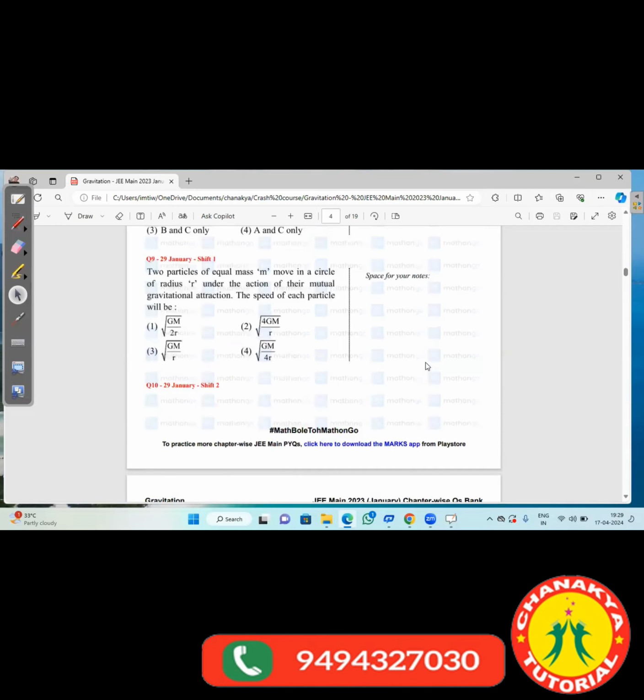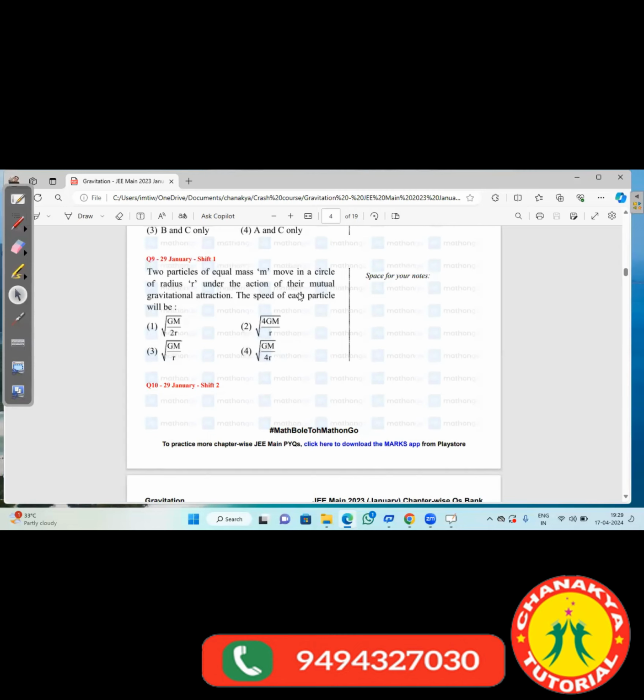Two particles of equal mass m move in a circle of radius r under the action of their mutual gravitational attraction. The speed of each particle will be. So what will be the speed of each particle? Okay. So how are we going to find out their speed? Which concept is to be utilized? See, if they are moving in a circle, there is a concept that we can utilize. The gravitational force which is binding them should provide the necessary centripetal force.